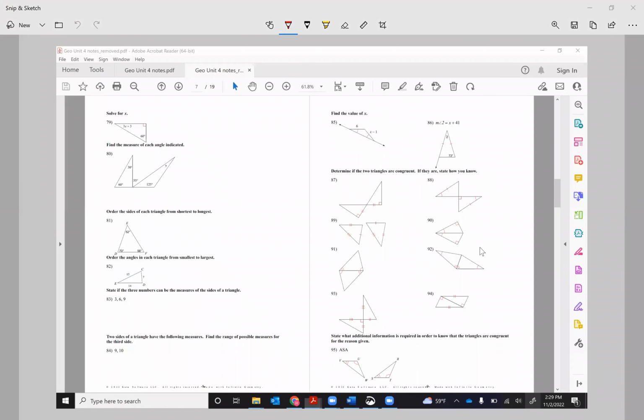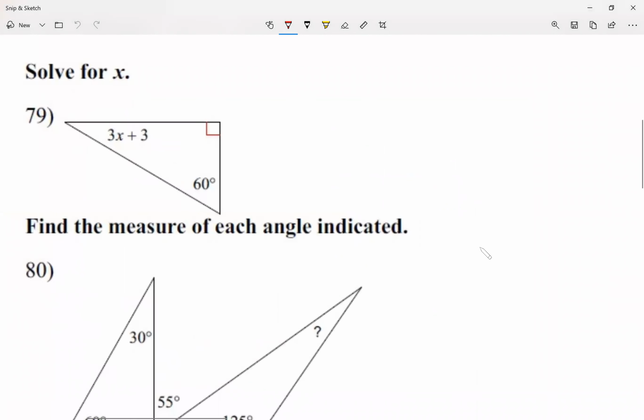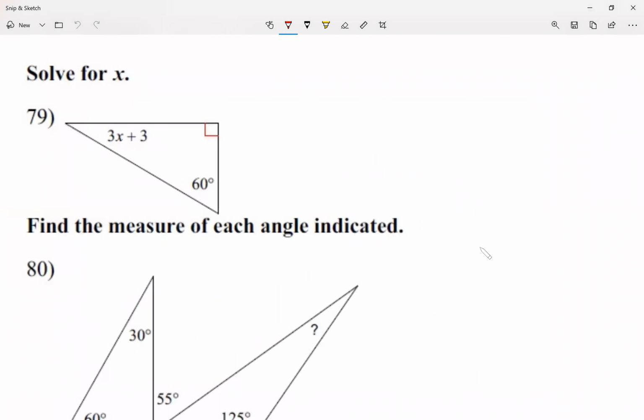Okay, so we're reviewing because we have a test this week. So I want to review 79 through 86. I know in your homework you don't see it split like this, but I'm going to split it. Now, adding the angles of a triangle.